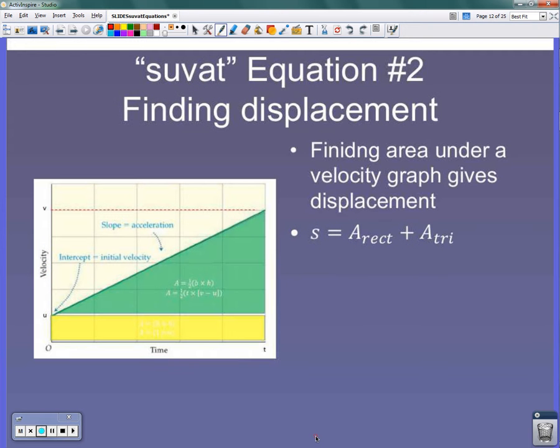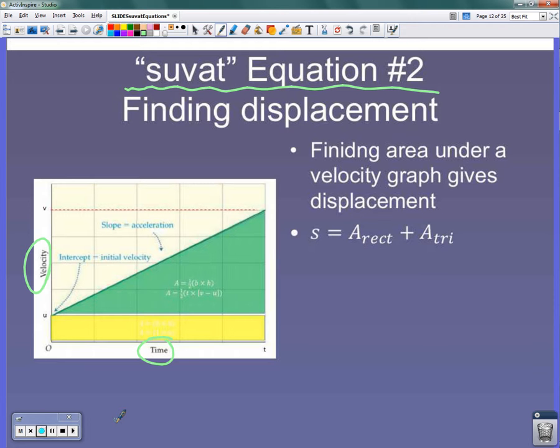All right, equation number 2. So now we're looking at something different. We're looking at finding something different. So I'll change colors here so we get something different, okay? Recall that on a velocity versus time graph, the area under the curve represents the displacement, or how far that object went during that portion of the graph.